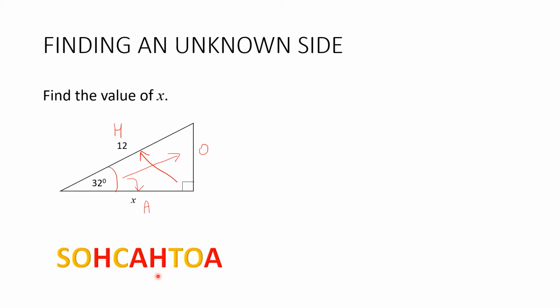So the trig ratio I want to use is cos, and I'm going to follow this like it's a formula. Cos of the angle, cos 32, is equal to the adjacent side, which is x, over or divided by the hypotenuse, which is 12. There's our equation. Now if you can get that far, the rest is easy because that's an easy equation to solve.